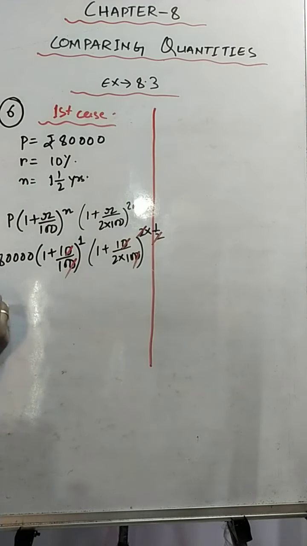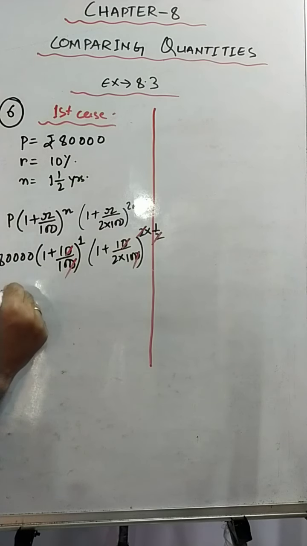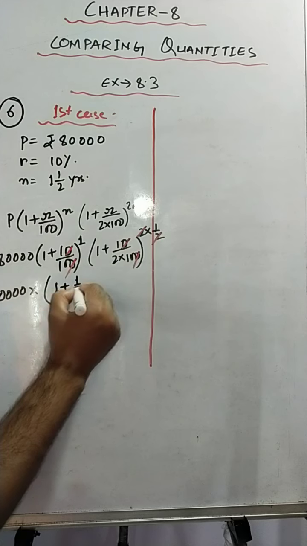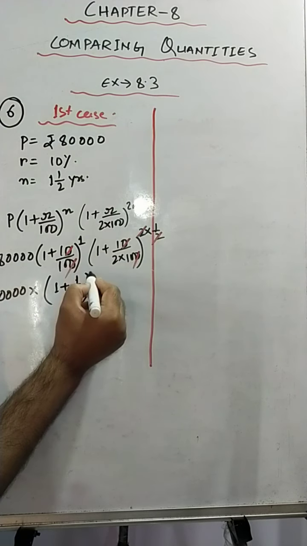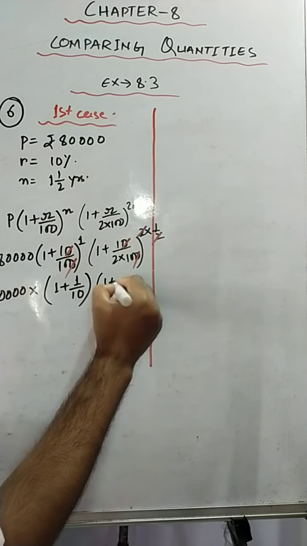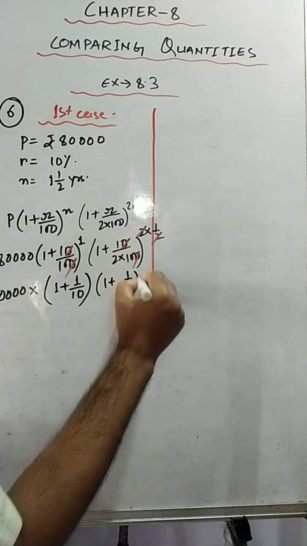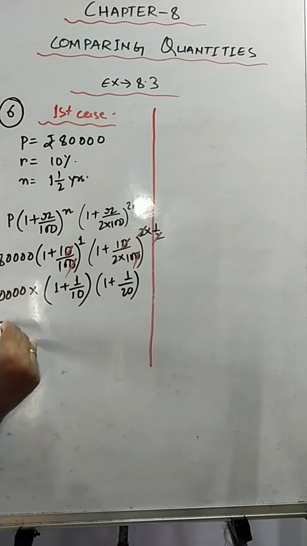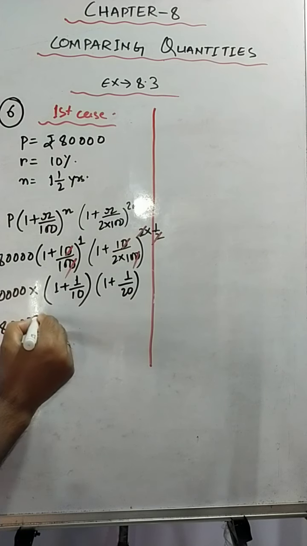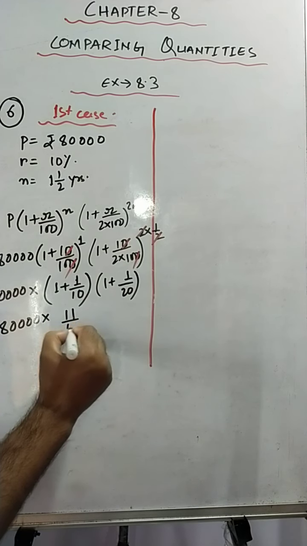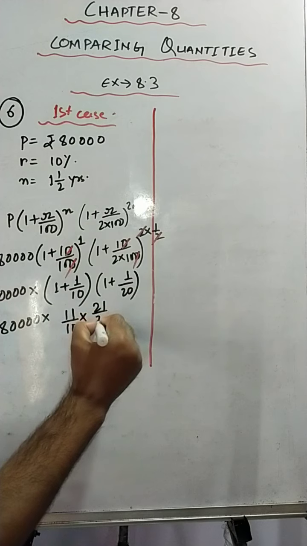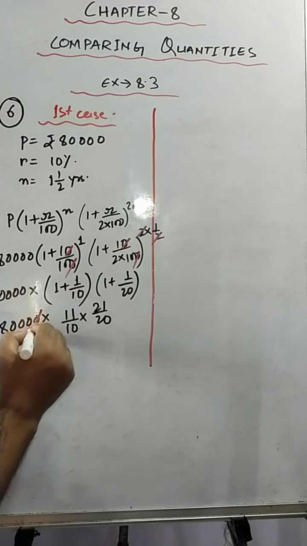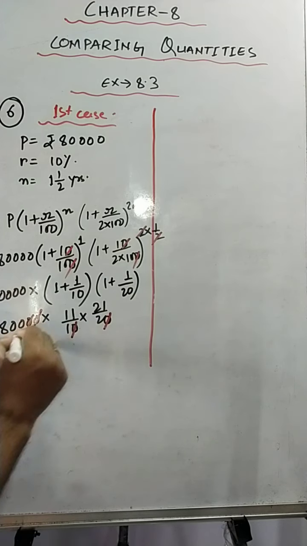Now we have to write it in a fresh way. This is 80,000 into (1 plus 1 by 10). As the power is 1, I am not writing it. So 1 plus 1 by 20. This also carries 1 as a power, so I will not write it. So 80,000 into 11 by 10 into 21 by 20. Now reduce the zeros again.